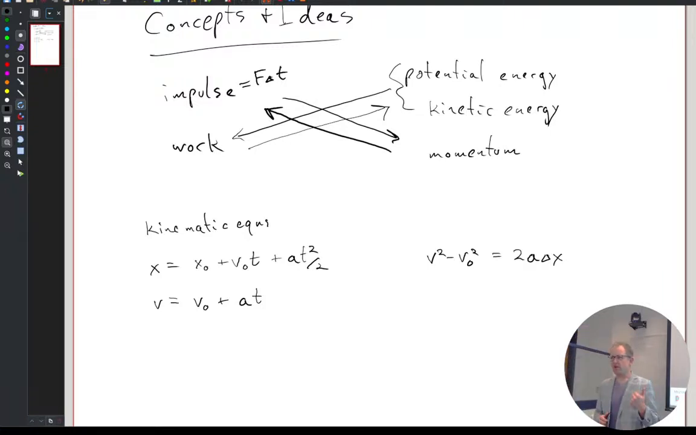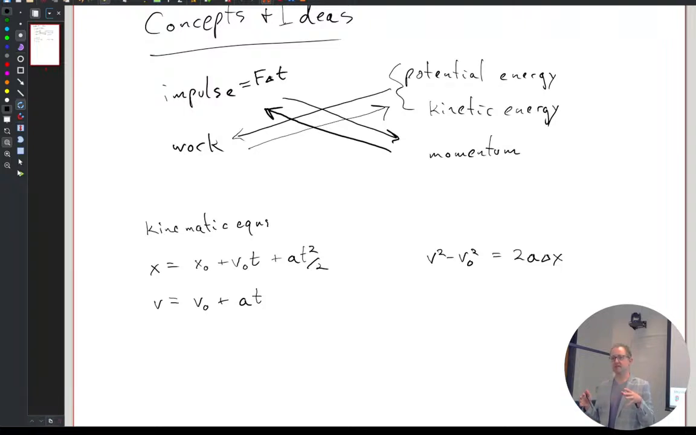Do you remember all these kinematic equations? What are these solving? Because these are all solutions to a differential equation. What are these solutions actually giving us? What does our differential equation look like? Position, velocity, but what about the differential equation?